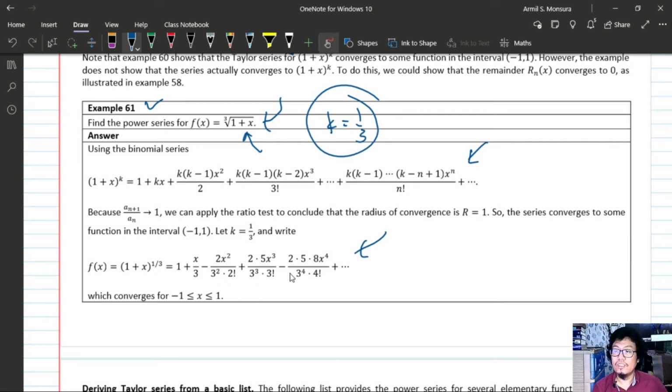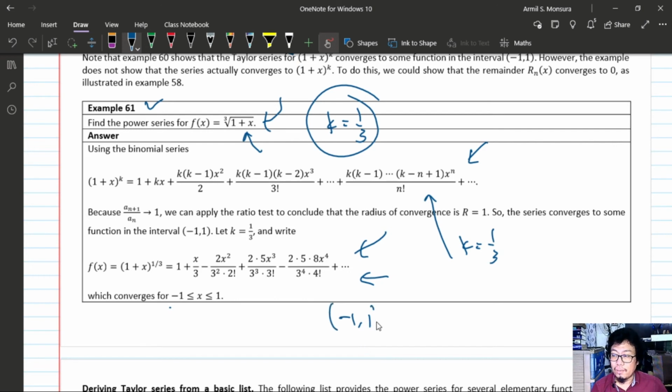You should be able to verify and write this series from this by setting k equal to 1/3. Now you should be able to check whether this series actually converges. This series is known to converge from -1 to 1.